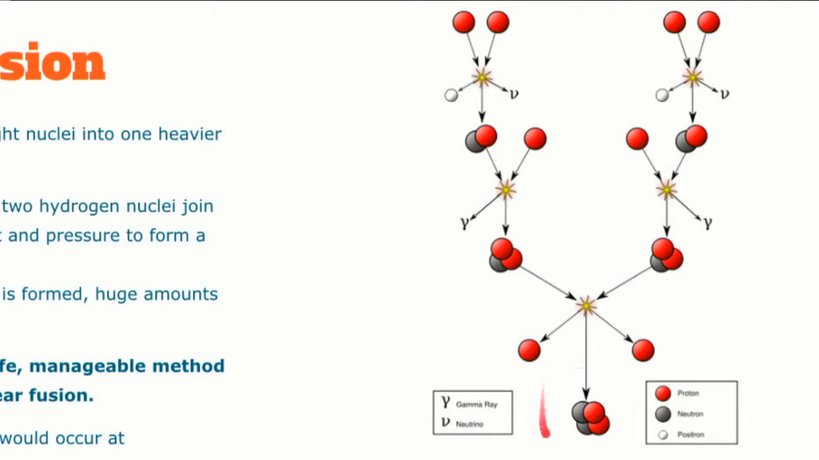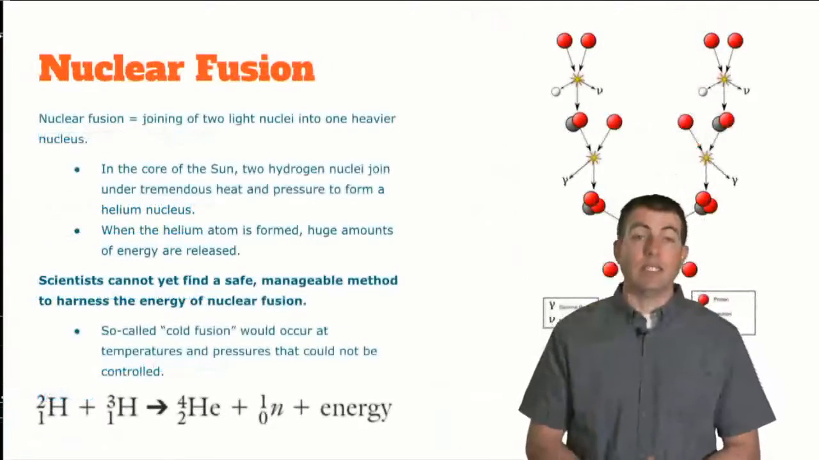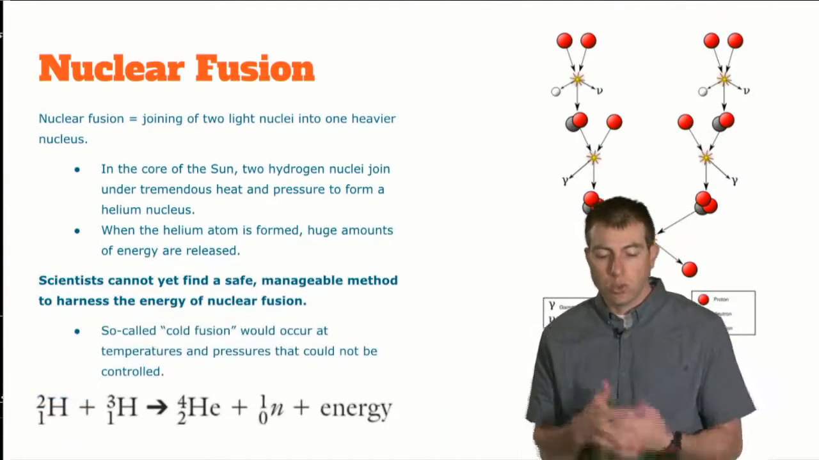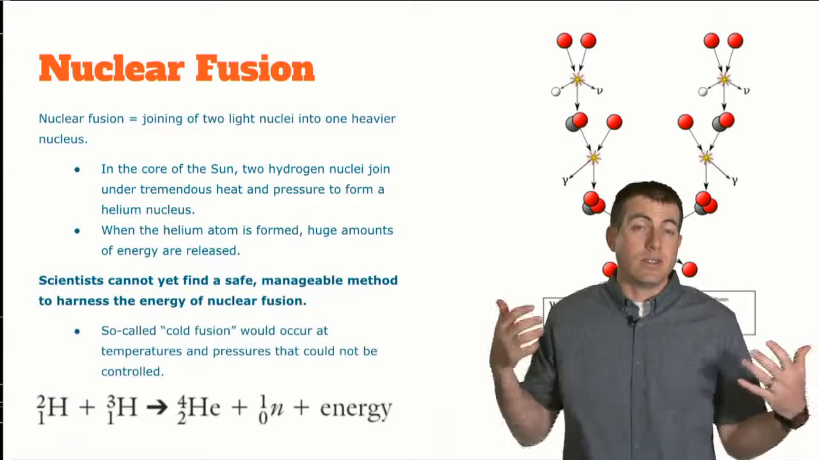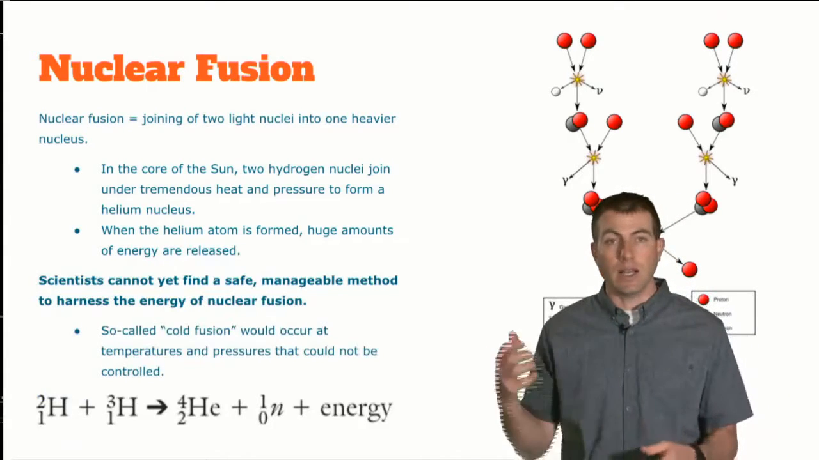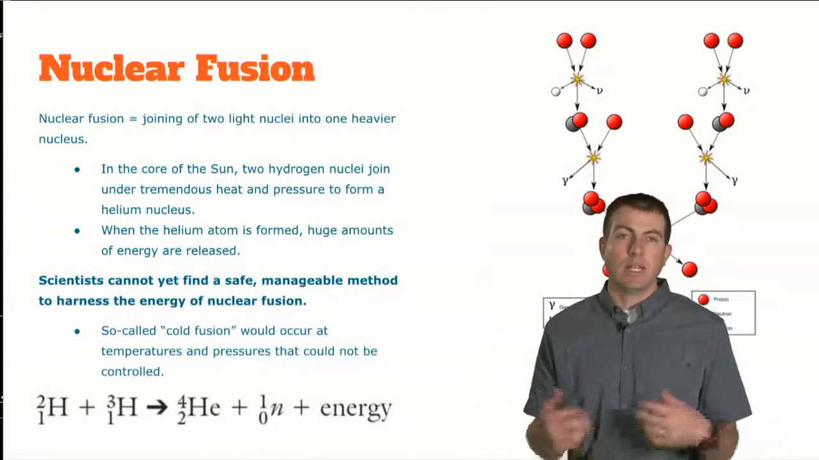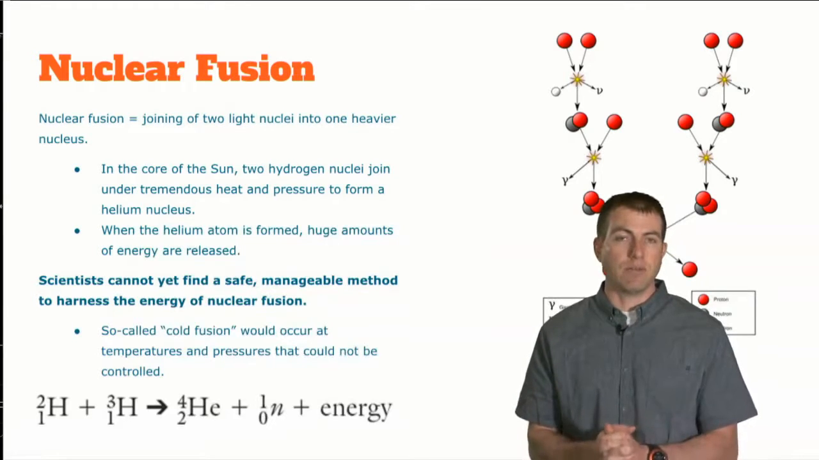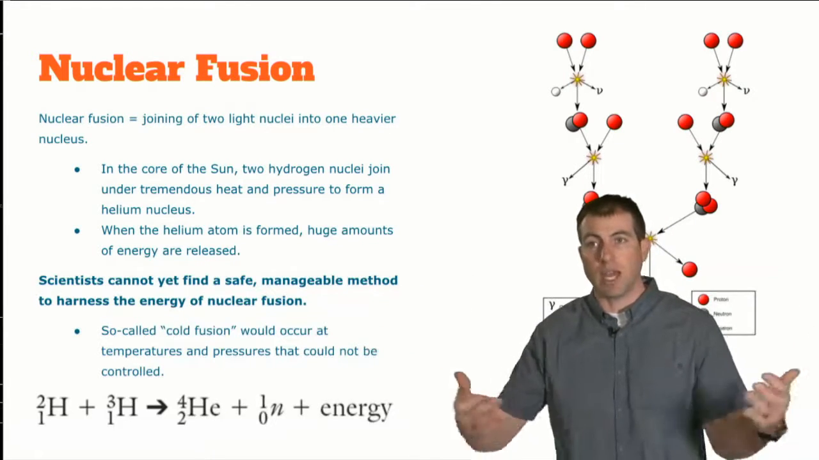So fusion takes hydrogen, which is the most abundant element in the universe, and it makes helium out of it. And you can fuse helium to make bigger things, but this is kind of the idea of how fusion works. So the really cool thing about fusion is that there's nothing bad produced. We get massive amounts of energy out of it, but no bad byproducts. We don't have radioactive materials with half-lives of thousands of years.